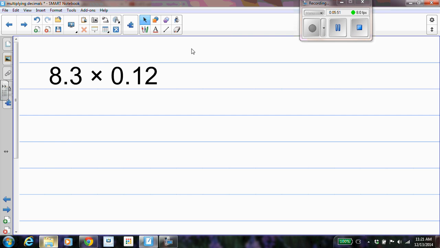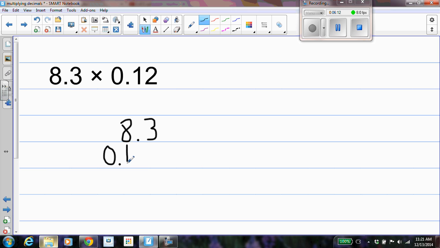One more, that will do, and this is basically a 2-digit by 2-digit, just to get you used to it. 8 3/10 and 0 and 12 hundredths. Now, I don't need to put that 0 there, but I'm just putting it there. I'm not going to use it when I do my partial product multiplication, but I am going to put it there in this particular problem.